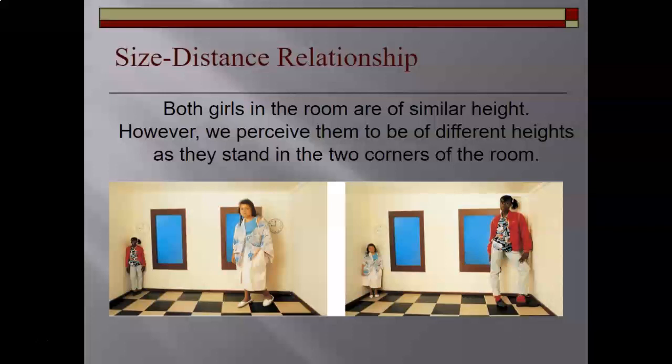Here's an interesting room. If you've ever been to the Mystery Spot in Santa Cruz, I believe it's kind of like this. Both girls in this room are of similar height. However, we perceive them to be different heights as they stand in two corners of the room. Now, one reason is because the developers of this room, and by the way, this is called an Ames Room, have really done a great job in making up for any depth cues that we might be looking for, like sizes of the squares on the floor. We might be looking at sizes of the windows or the clocks.